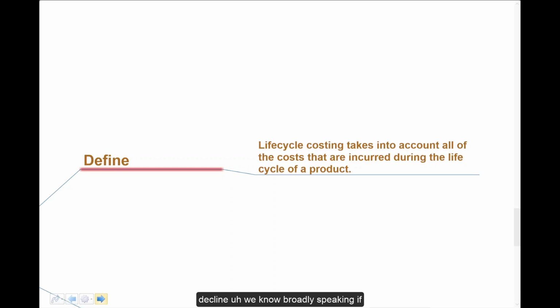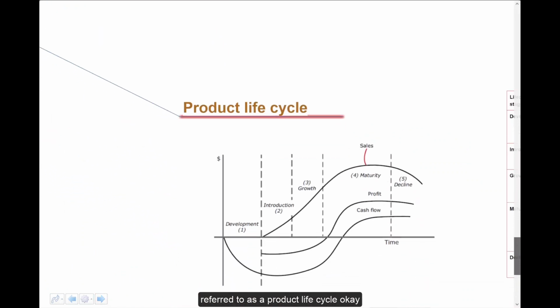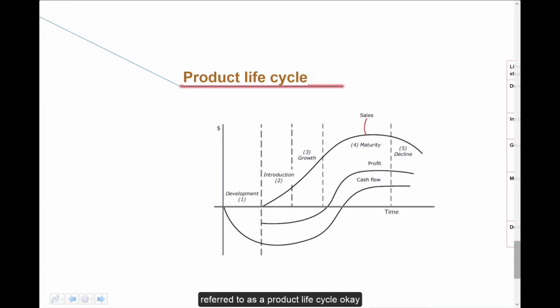We know, broadly speaking, if you know a little bit about marketing, that we have something that is referred to as a product life cycle. Now, this is simplifying things. I mean, products work in different ways. Do all products decline? Well, in one sense they do. In another sense you would think, well, no, they don't. So let's take it to some extent with a pinch of salt.